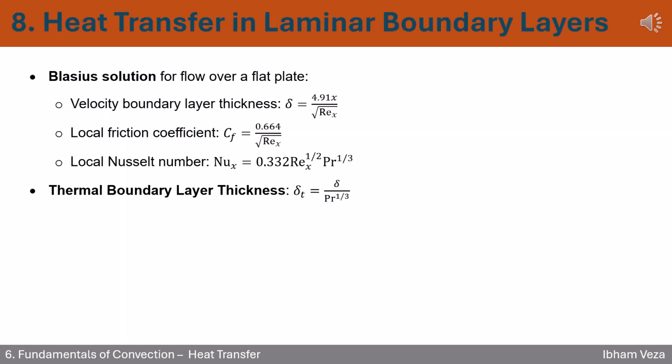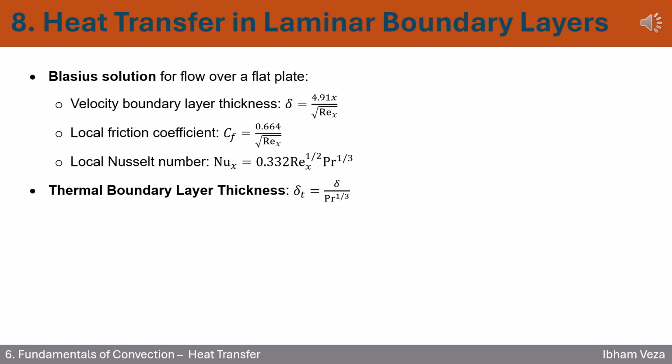8. Make heat transfer more practical. Let's simplify laminar boundary layer theory using the Blasius solution. This approach gives practical formulas for flow over a flat plate. Velocity boundary layer thickness, delta, scales with distance, x, and local Reynolds number, Re_x. Expect delta to grow downstream. Local friction coefficient, Cf, predicts surface shear stress, inversely proportional to the square root of Re_x.